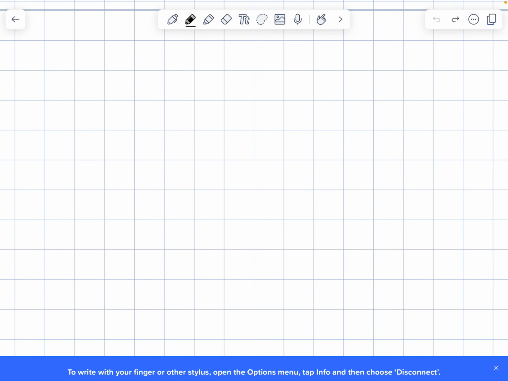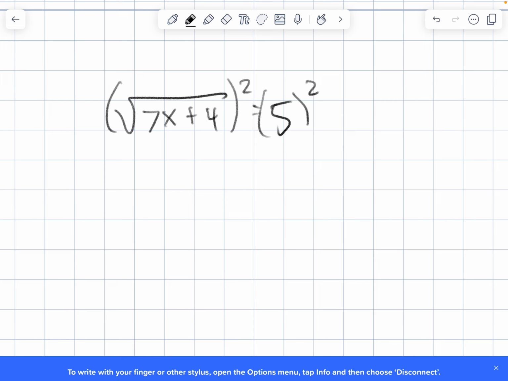Hey guys, I'm making a video here on how to solve equations that have a radical symbol in them. So let's start with something like this: the square root of 7x plus 4 equals 5. So we want to get rid of that square root symbol, so we're going to square both sides.